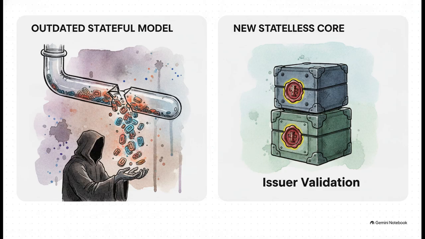In the old model, sessions were highly vulnerable to hijacking and token pass-through, basically where a server would just blindly forward a token downstream. The new stateless core mandates issuer validation, specifically the IS parameter per RFC 9027. This brilliantly closes the loop on authorization response mix-ups and redirect-based session hijacks. Every single request is now self-contained, so a compromised session identifier can no longer be used for indefinite reuse. It's a huge step forward.